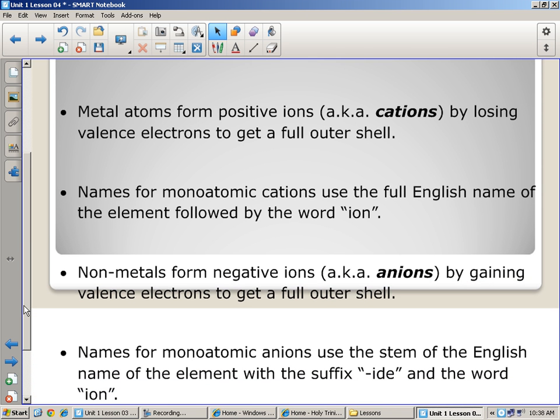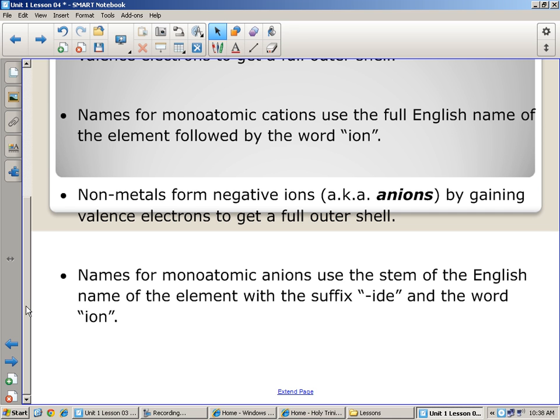Metal atoms always form positive ions, also known as cations. All right. To name a cation, you're obviously going to just use the name that you normally use. So calcium becomes calcium ion, sodium becomes sodium ion, etc., etc.